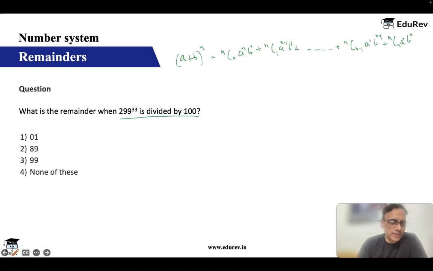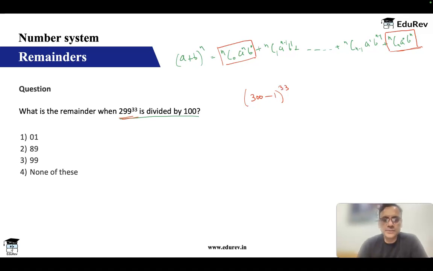Okay, important here to notice is that the last term will not have a. It is a to the power 0, which means 1. So the last term will have only b. And the first term will not have b, it will have only a. So 299 to the power 33, if I write it as (300 minus 1) to the power 33, and you expand this.